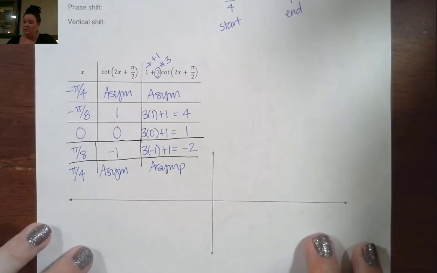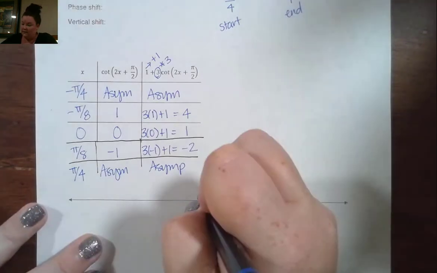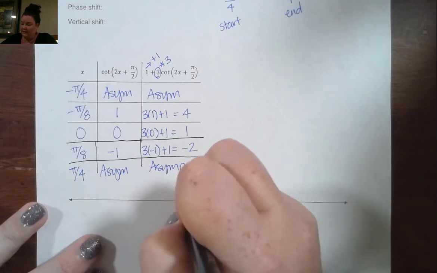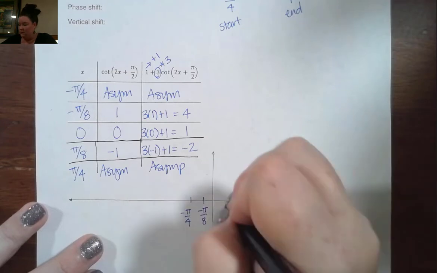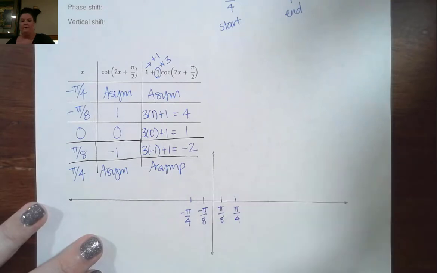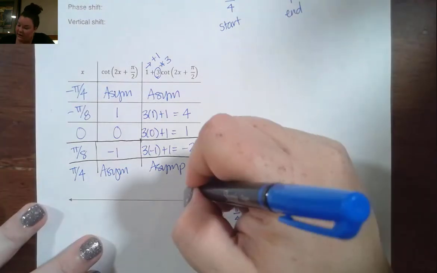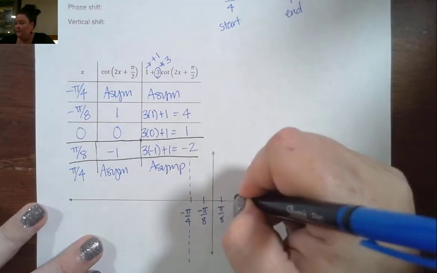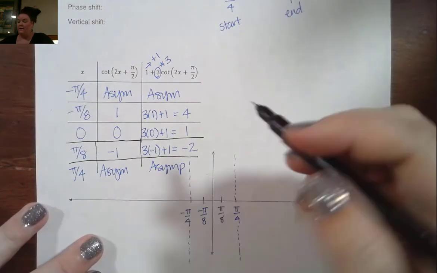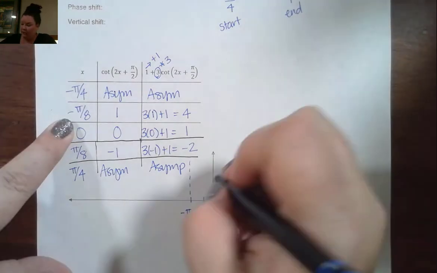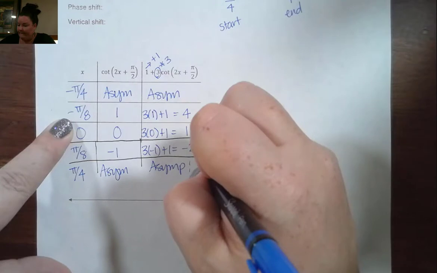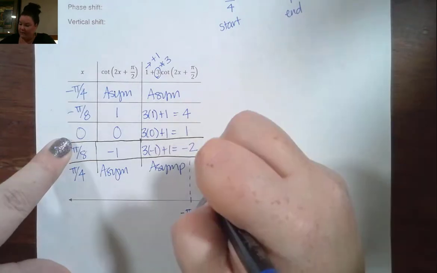Okay, so we have these little bitty values. So negative pi over 8, negative pi over 4, pi over 8, and pi over 4. We go ahead and draw in our asymptotes on the first and the last x values. And then we can see at negative pi over 8, we should be up at 4. 1, 2, 3, 4. At 0, we should be up at 1.